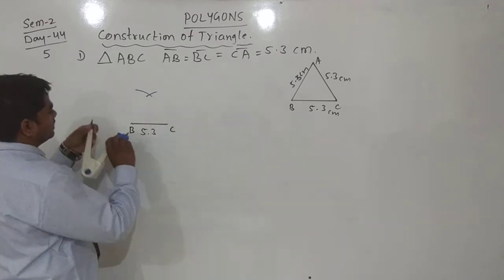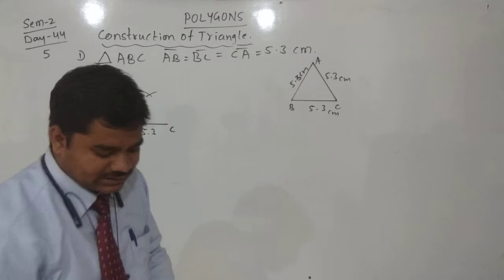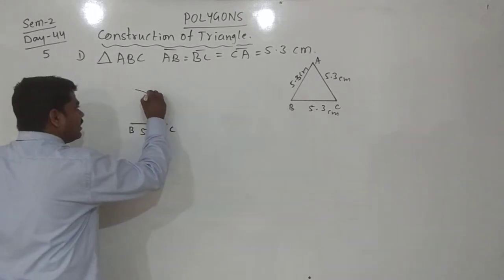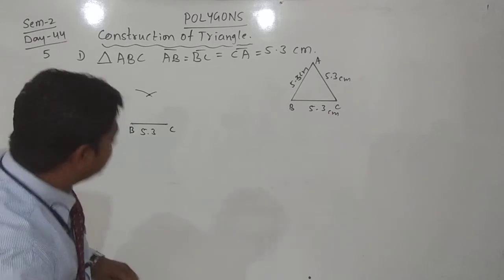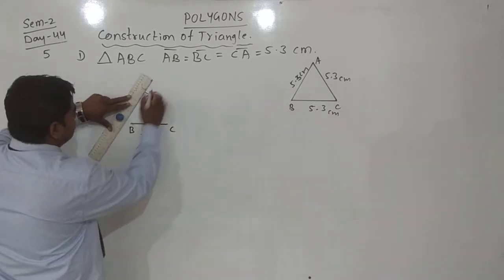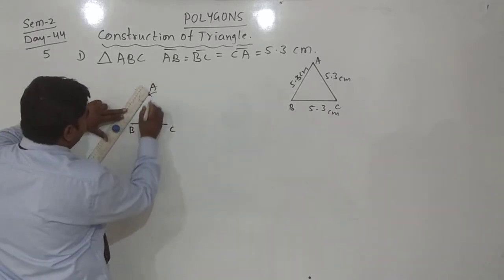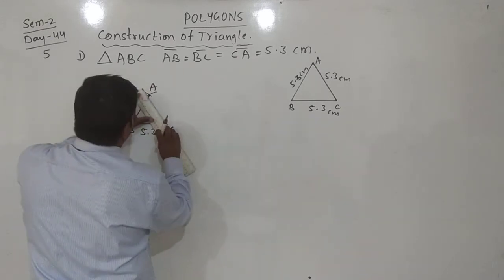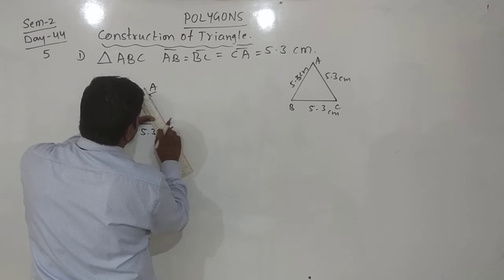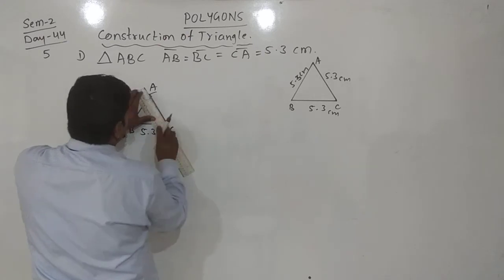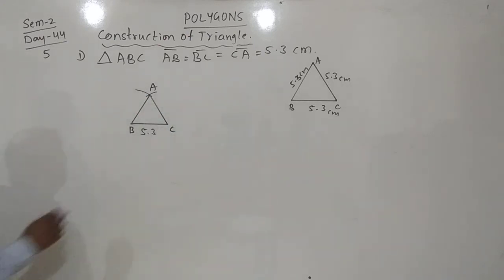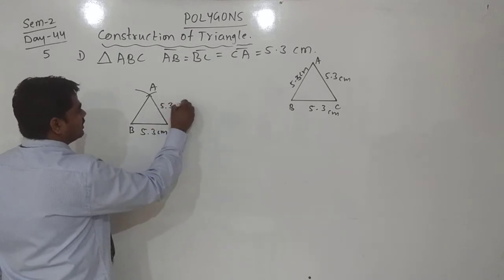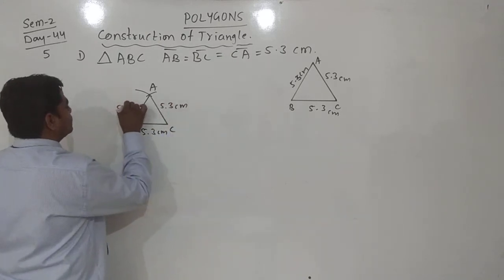This is the vertex of A. Now with the help of the scale, join AB and AC. Yes, we got the triangle, with 5.3 centimeter everywhere.